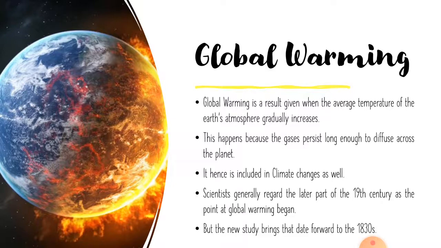Global warming is the result when the average temperature of the Earth's atmosphere gradually increases. This happens because a gas persists long enough to get diffused across the planet. It hence is included in climate change as well. Scientists generally regard the later part of the 19th century as the point where global warming began to take effect, but a new study brings us that the date has been moved forward to the 1830s.